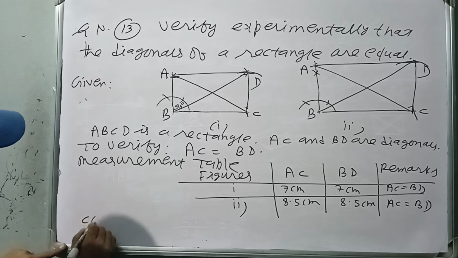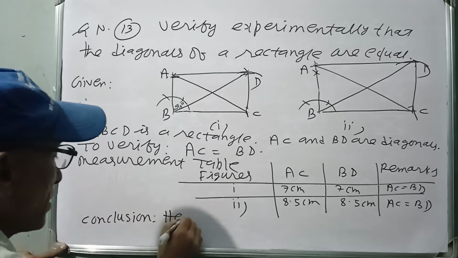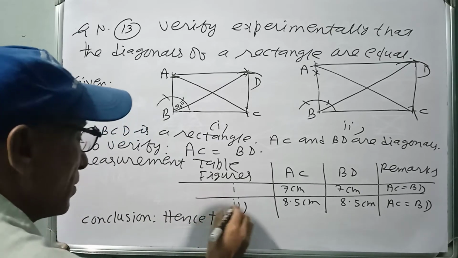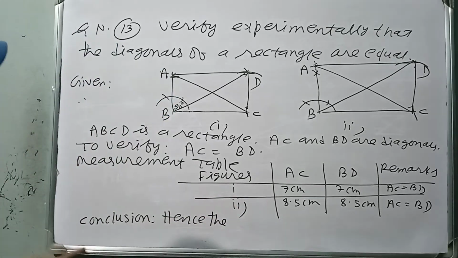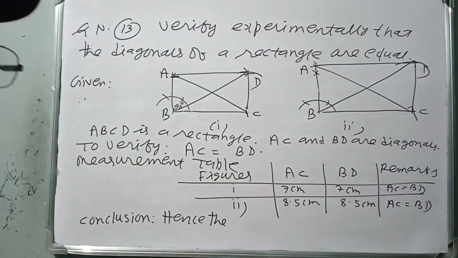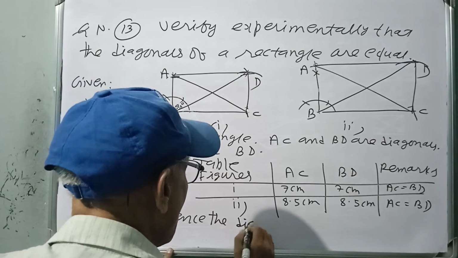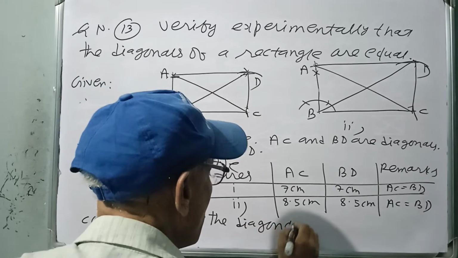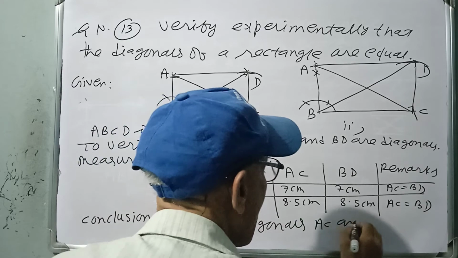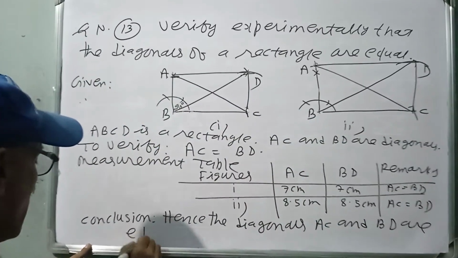What is the conclusion? Hence, or you can write in any language, according to your language. Hence, this experiment verifies that the diagonals named AC and BD are equal.